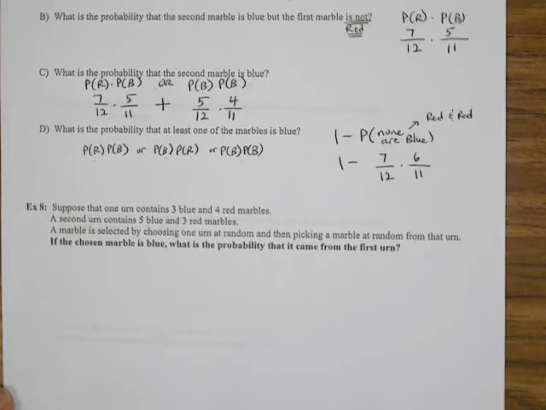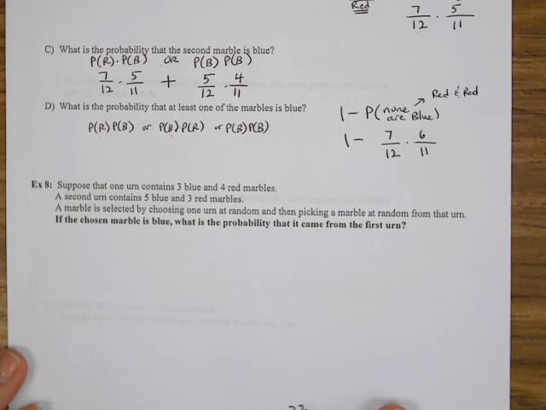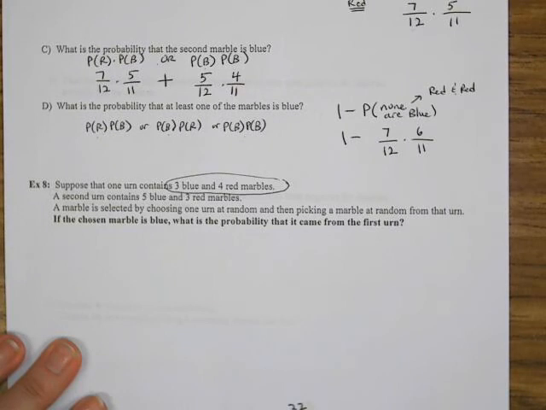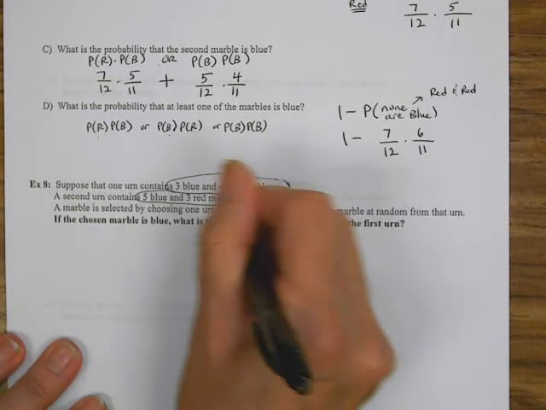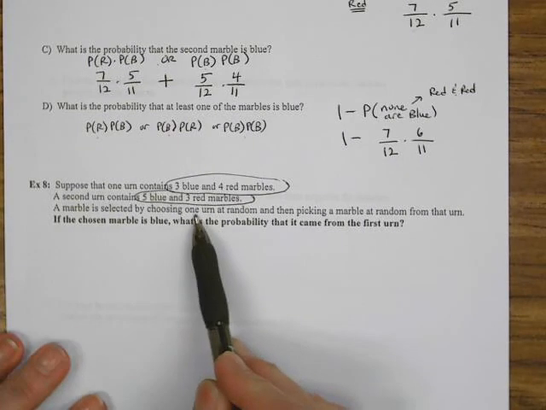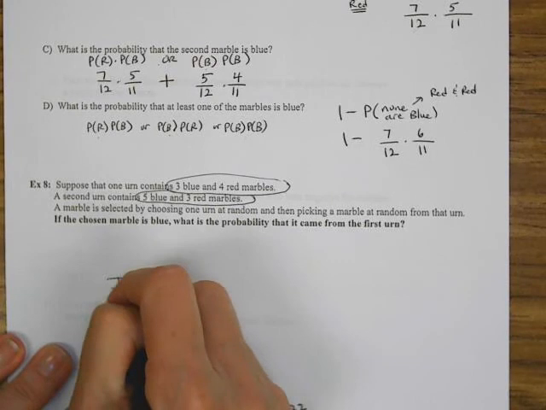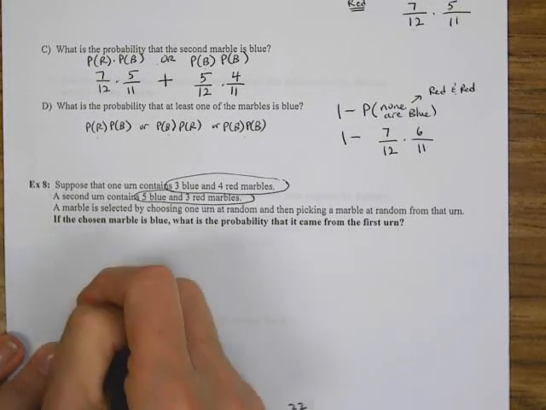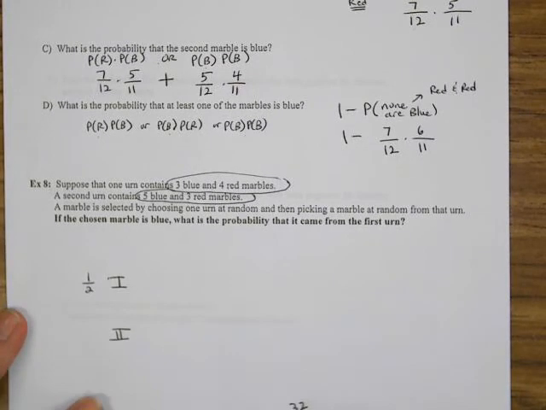All right, we're going to look at a little different style of problem down here, and on the next page, we're going to use trees to help us make these probabilities. It says, suppose that one urn contains 3 blue and 4 red marbles. So that's sort of our first urn here, 3 blue, 4 red, and then we have a second urn that has 5 blue and 3 red. A marble is selected by choosing one urn. So first thing we have to do is choose an urn. So let's say we have urn 1 and urn 2. If there are 2 urns and they're equally likely, it would be 1 out of 2 chance that I pick urn 1 and 1 out of 2 chances that I pick urn 2.